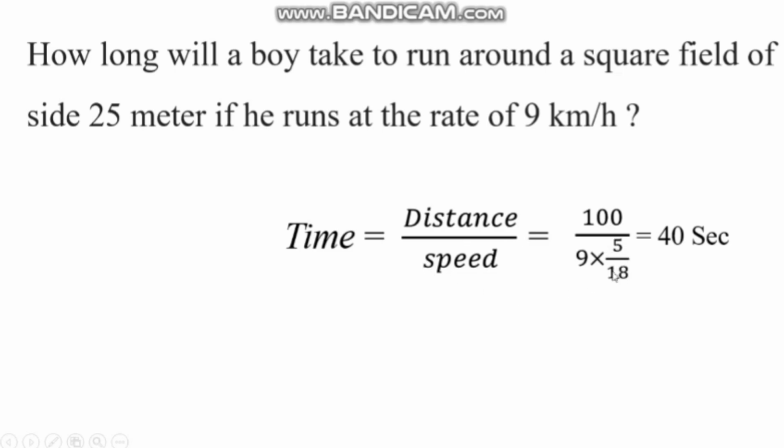For the calculation, 9 ones are 9, 9 twos are 18, then 2 goes to the 100, which gives 200, divided by 5 gives 40 seconds. So that is your answer. The time the boy takes to run around the square field of side 25 meters at 9 km per hour is 40 seconds.